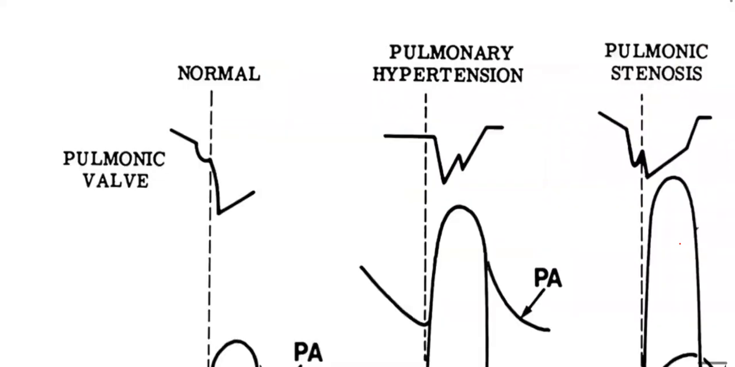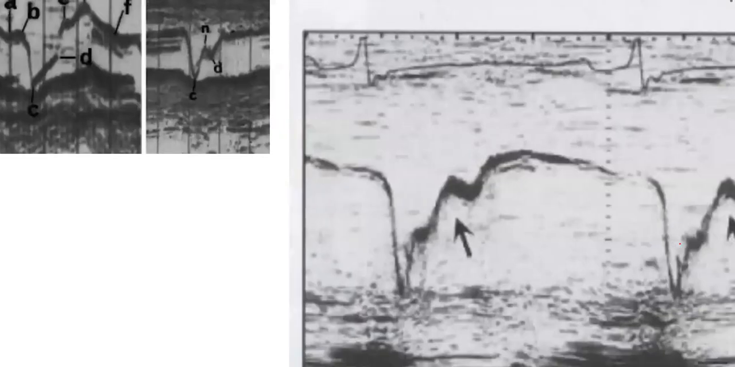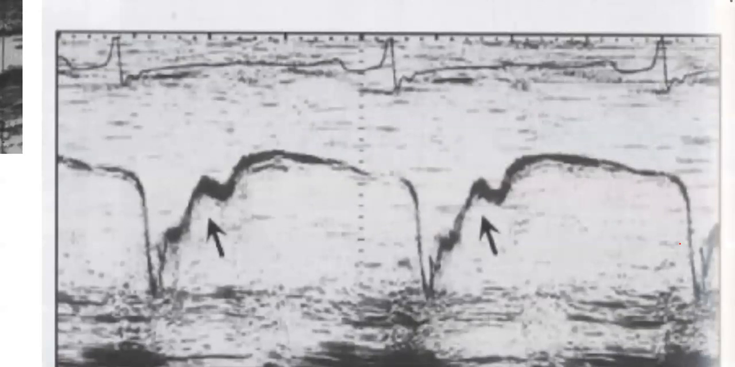This is an M-mode of a patient with pulmonary hypertension. We don't have the A dip and we have a mid-systolic notch, and they call it the flying W sign. Flying W sign, because it looks like a W, and I don't know why they call it flying, but that's what it is. Flying W sign, and it is very specific of pulmonary hypertension.